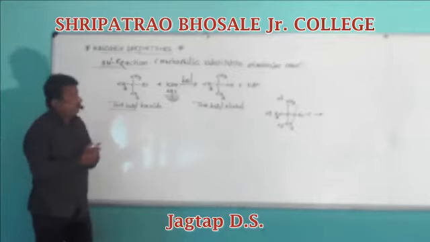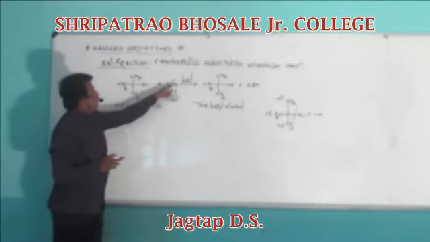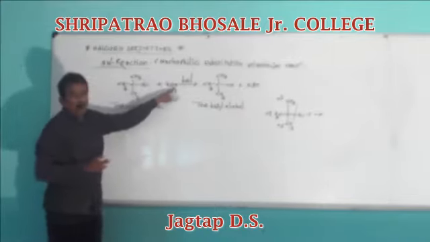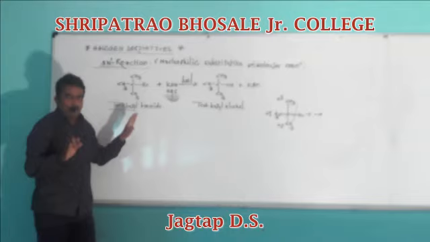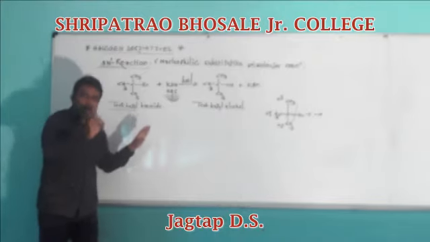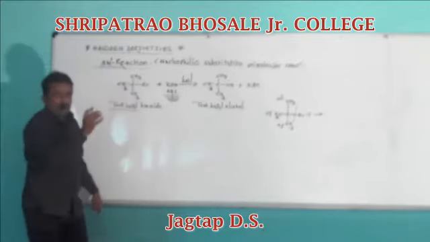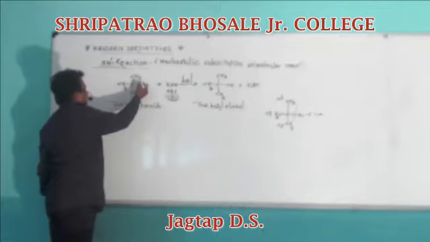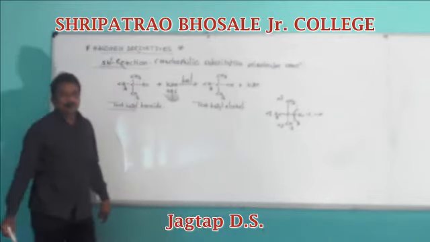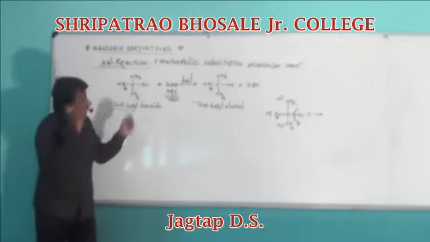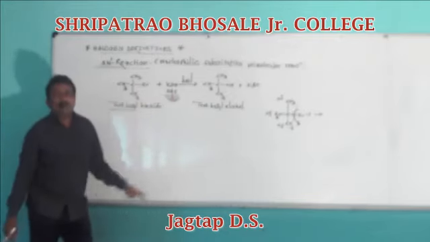That is, in this reaction, before the attack of a nucleophile, that is OH minus, on the electron deficient carbon, the breaking of the C-Br bond takes place heterolytically. Before the attack of nucleophile OH, the breaking of the C-Br bond takes place heterolytically.